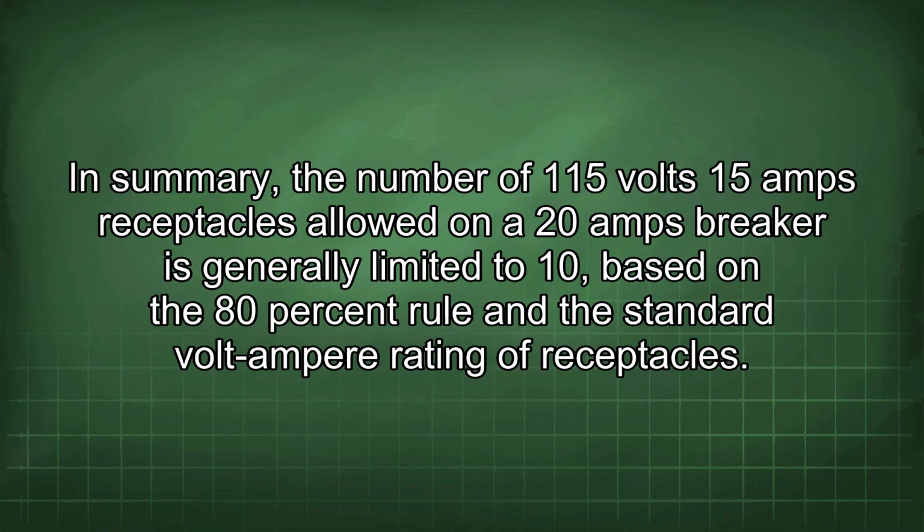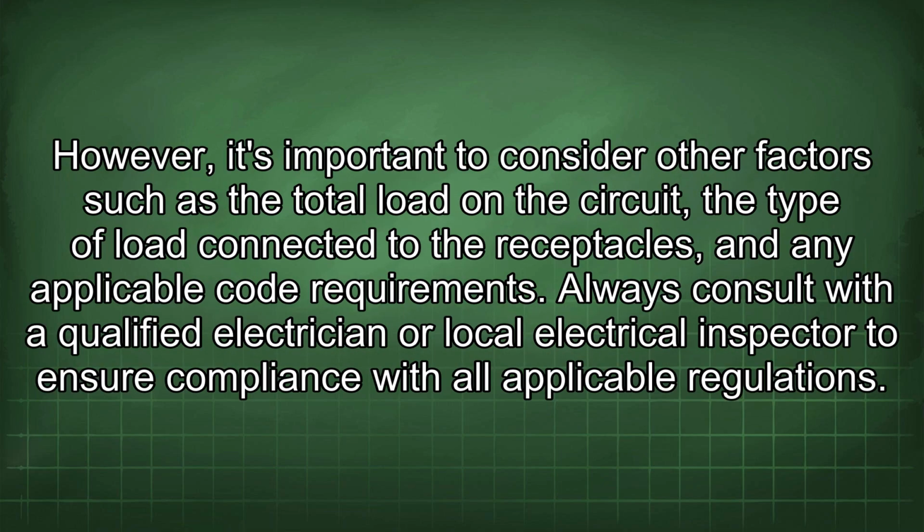In summary, the number of 115 volts 15 amps receptacles allowed on a 20 amps breaker is generally limited to 10, based on the 80% rule and the standard volt-ampere rating of receptacles. However, it's important to consider other factors such as the total load on the circuit, the type of load connected to the receptacles, and any applicable code requirements. Always consult with a qualified electrician or local electrical inspector to ensure compliance with all applicable regulations.